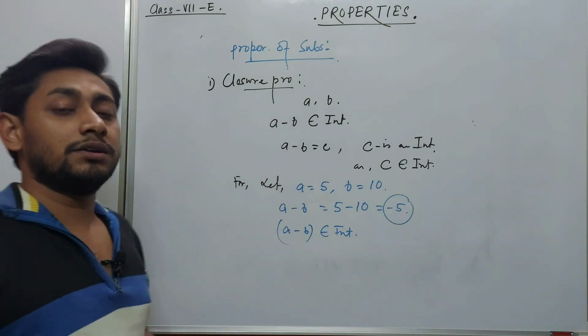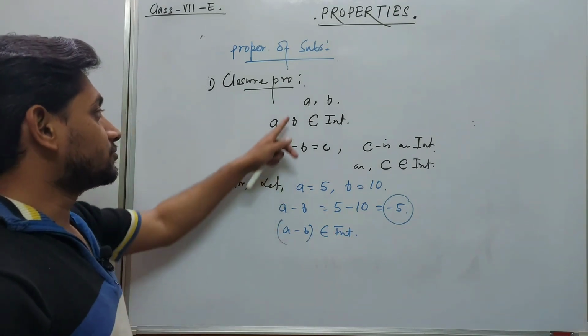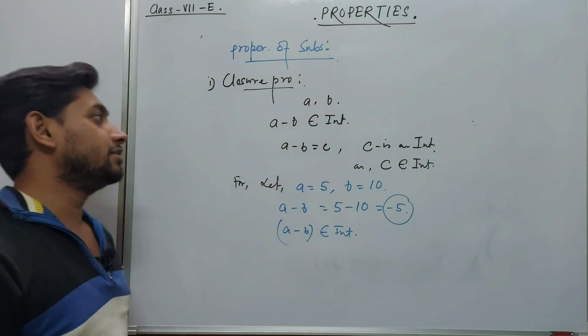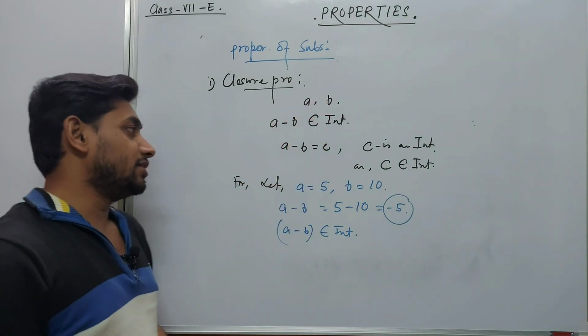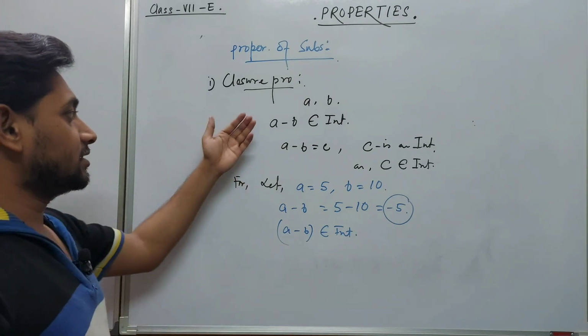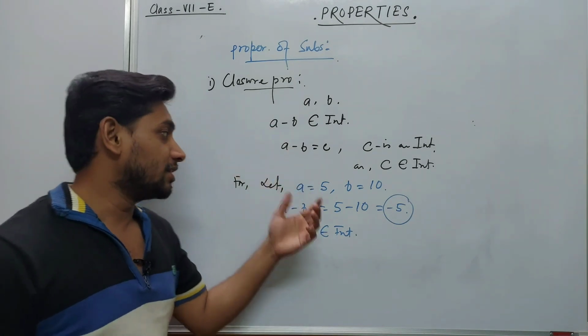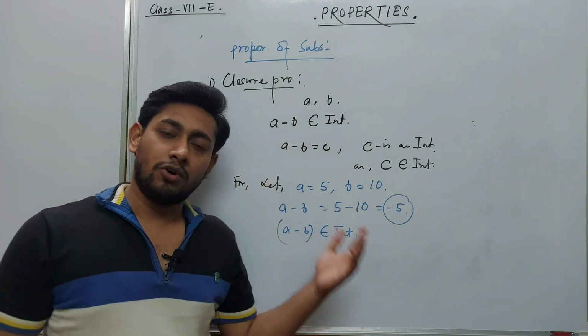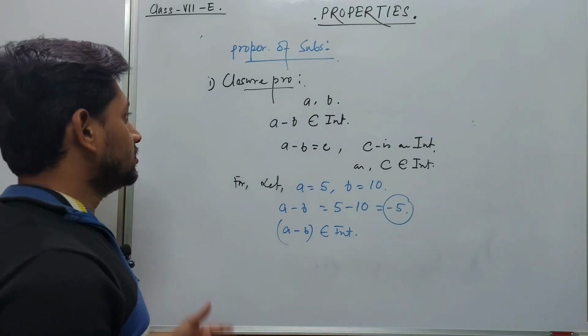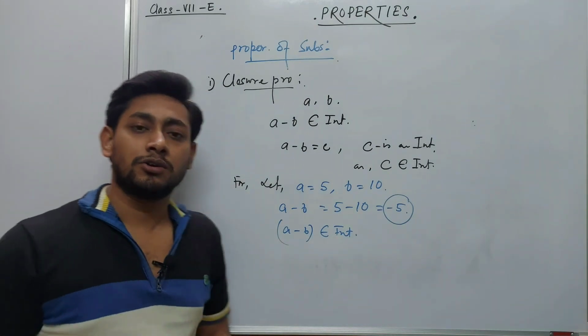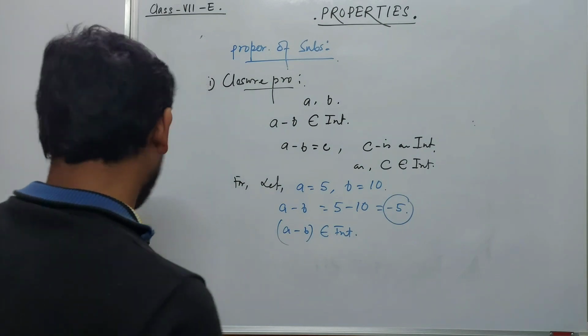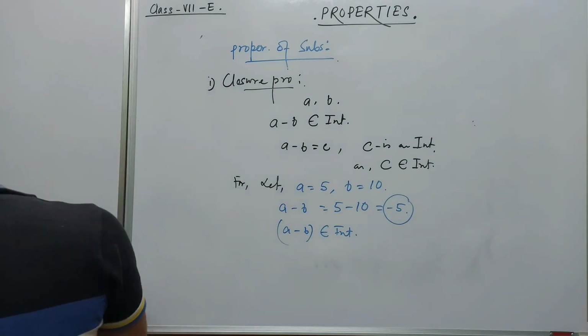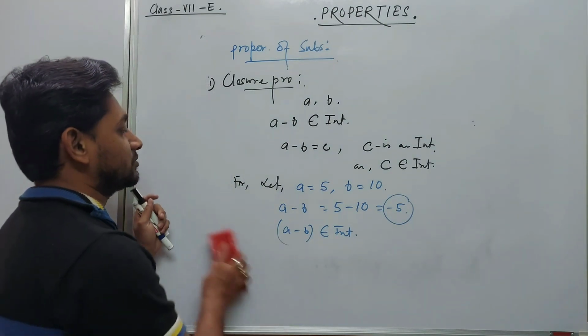This is called our closure property. That is, for all A and B, if we take A and B as integers, then the result A minus B also belongs to integer. This is called our closure property. Next part is commutative property of subtraction.